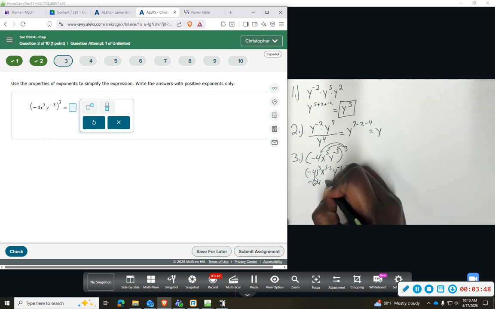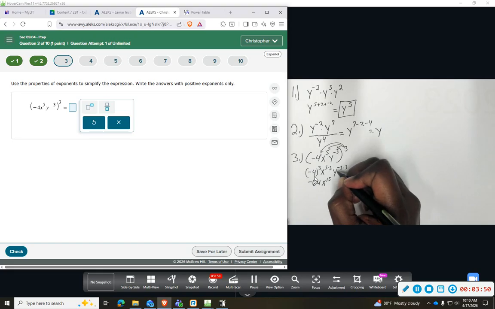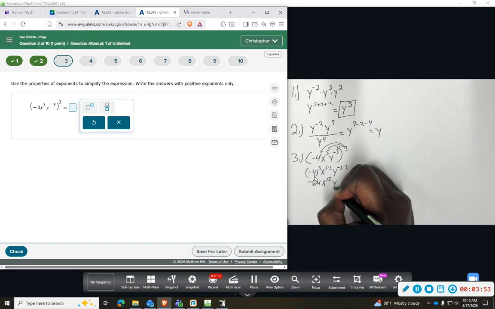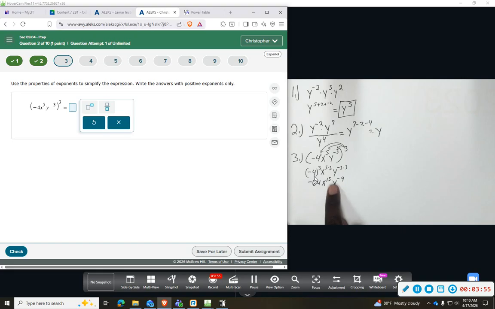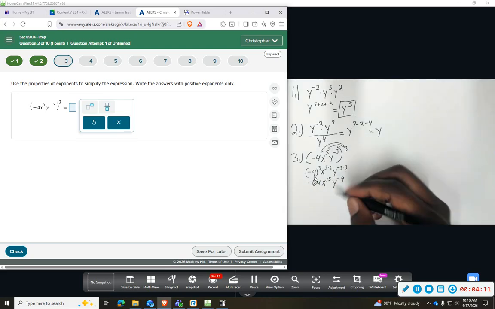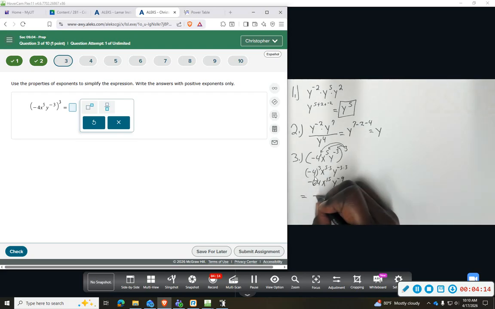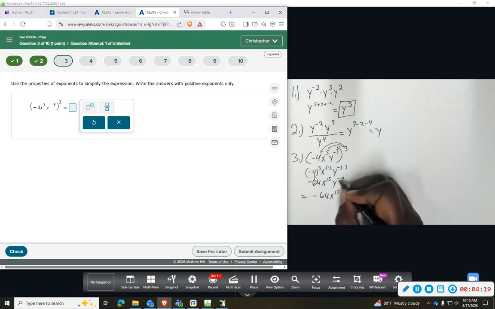5 times 3, x to the 15th, and then negative 3 times 3, this is y to the negative 9th. Now with negative exponents, we move them to the opposite location. So if it's on the top, we move it down. If it's on the bottom, we move it up, because we want to end the problem with positive exponents. Make sure you don't confuse that with just a regular negative number. So the final answer, we would have a negative 64 x to the 15th, all of this on the top. On the bottom, we're going to move the y to the 9th down, and that negative now becomes positive.